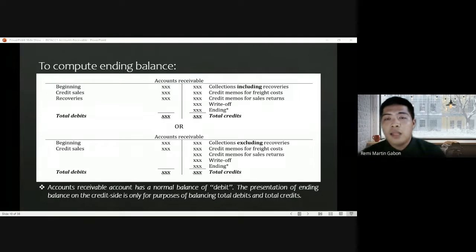So we can say that recoveries have no effect on the accounts receivable account. Okay? That explains why in the second T account, we don't have recoveries on the debit side and the collections on the credit side excludes the recoveries amount. So the term there, on the second T account, is collections excluding recoveries. But on the first T account, we have recoveries on the debit side, but we have collections which includes recoveries on the credit side. Okay? Can you still follow up to that point? Can you raise hand?